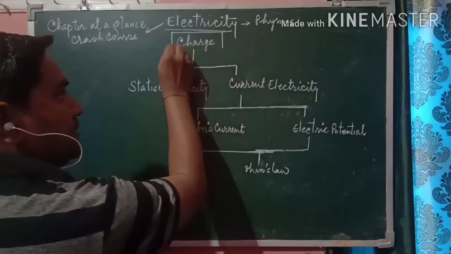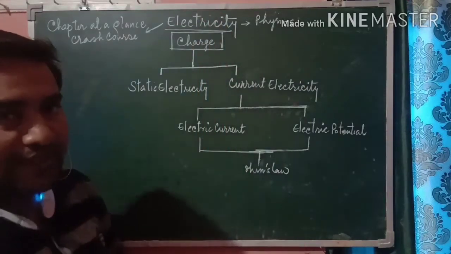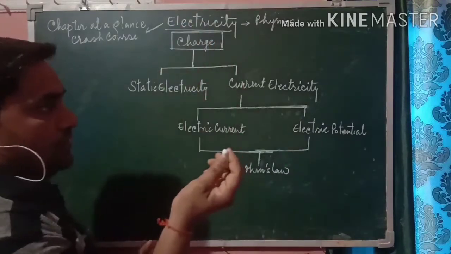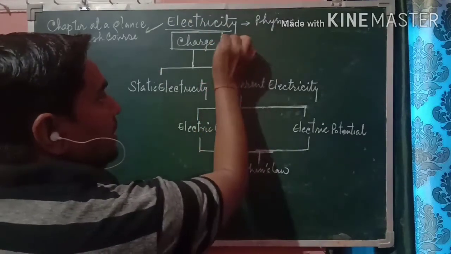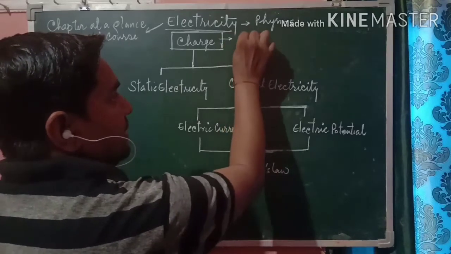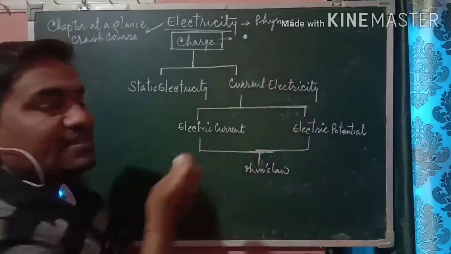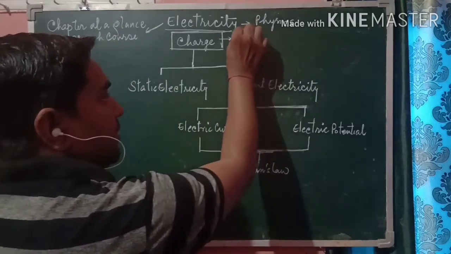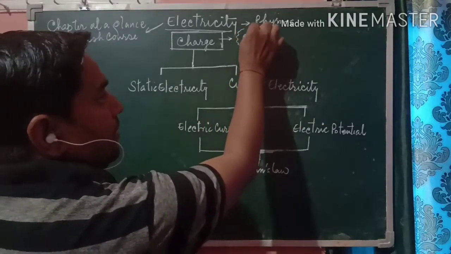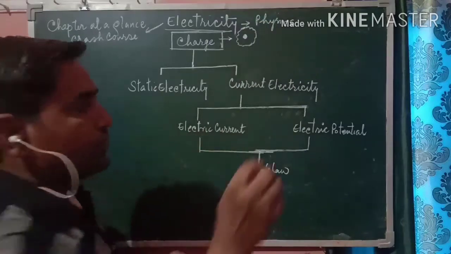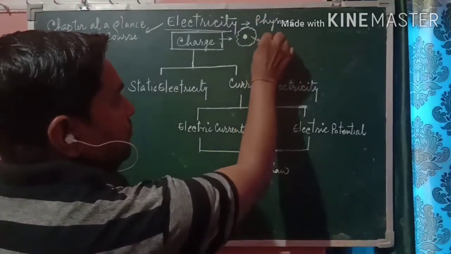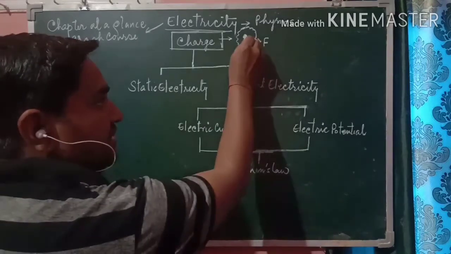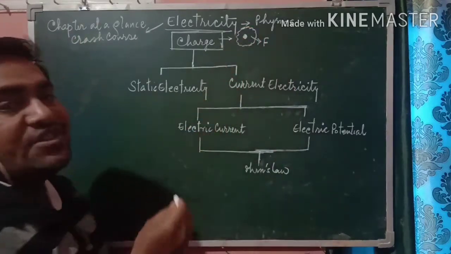Actually, at a quick glance, firstly, let us see the first topic of this chapter, that is the charge. So let us know what is charge. Suppose this is a point charge. So definitely around it a type of force will be influenced. A type of force that is influenced by this body, that is known as the charge.